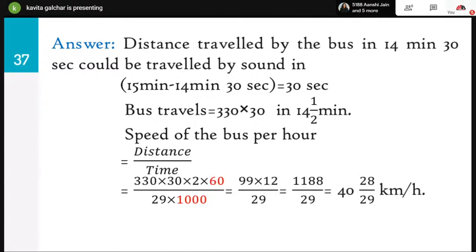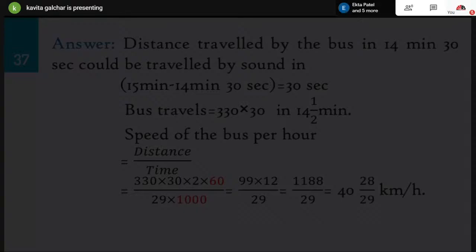60 and 1000. By converting the mixed form, that is 14 1/2, you will get 29 upon 2 minutes. But I want the answer in hours, so I am dividing the term by 60 so that I will get the value in hours. In the same manner, the distance is in meter, so I am converting that into kilometer. Therefore, solving this 60 and 1000, you will get 99 into 12 upon 29, that is equal to 1188 upon 29, that is equal to 40 28/29 kilometer per hour.